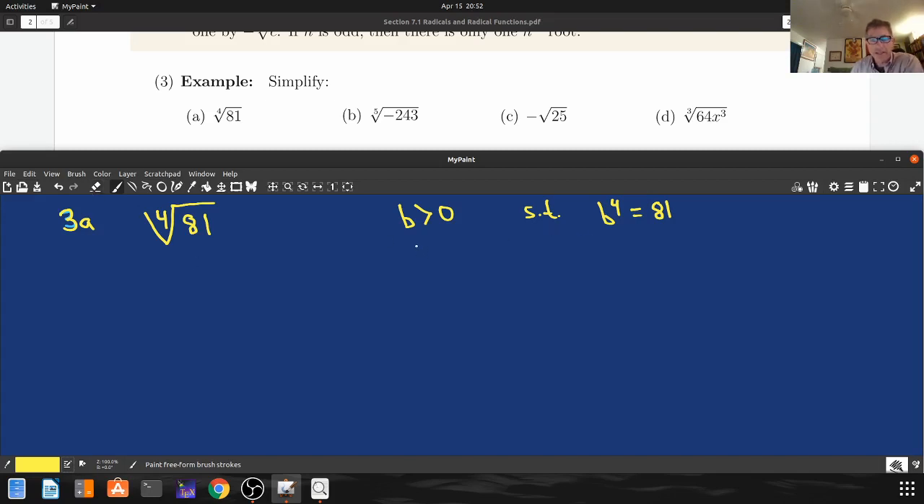So let's let b be equal to 3. Then b is greater than 0. And 3 to the fourth, now watch this little trick, is equal to 3 squared, squared. That's by an exponent rule, which is equal to 3 squared is 9, and 9 squared is equal to 81. So the answer is 3.